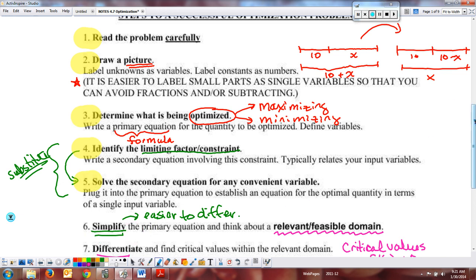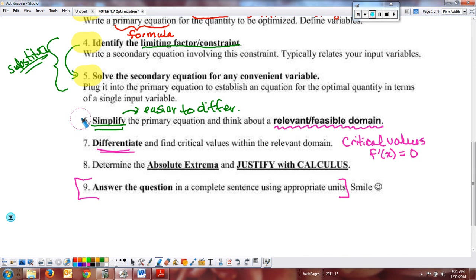Then when you get down here to 6, 7, and 8, this is the actual calculus part of, hey, I'm running the actual test to find the max or the min or find the extrema. And then, of course, you have to finish it up and answer the question that they have asked you. Right? So let's go to the next page.